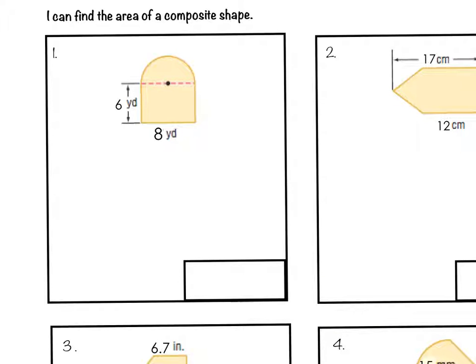If we look at number 1, I can see that there are two shapes here. One is a half circle. If I think about the formula for the area of a circle, that's pi r squared. But since I have a half circle, I'm going to take the area that I get for that circle and divide it by 2. I also see a rectangle, and I know the formula for a rectangle is base times height.